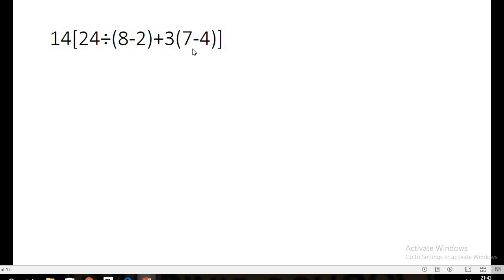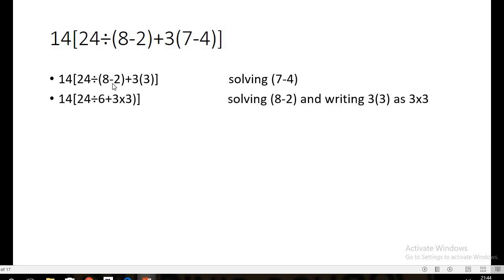We can solve both the brackets at the same time. We can solve 8 minus 2 as well as 7 minus 4 at the same time and write our answer. So 8 minus 2 gives us 6 and 7 minus 4 gives us 3. Or you can solve one bracket at a time. For example, here we have solved 7 minus 4 only. So 7 minus 4 gives you 3, and then 8 minus 2 gives you 6.